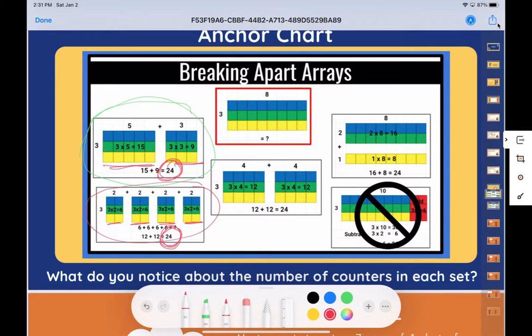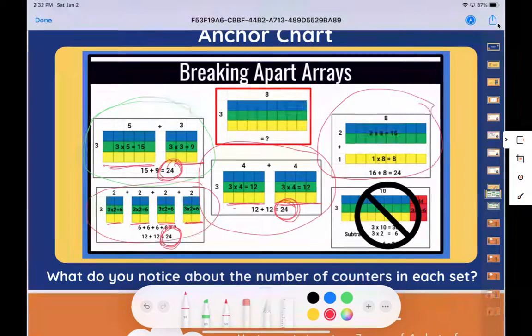Moving on to my center picture, I have 3 by 4, which is 12. I have another 3 by 4, which is 12. And that also adds up to 24 counters. And in my top corner here, I have a 2 by 8, which is 16, a 1 by 8, which is 8, and it adds up to 24 counters.